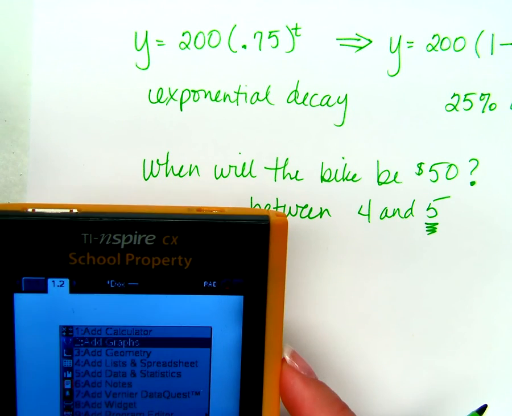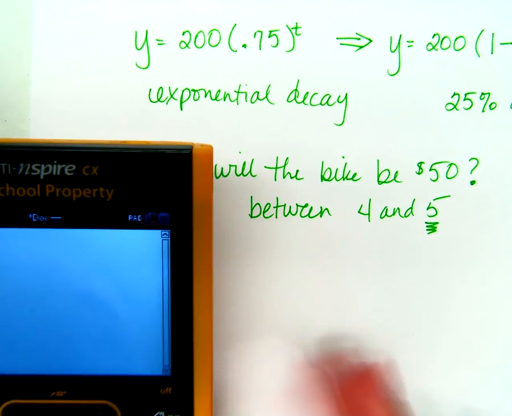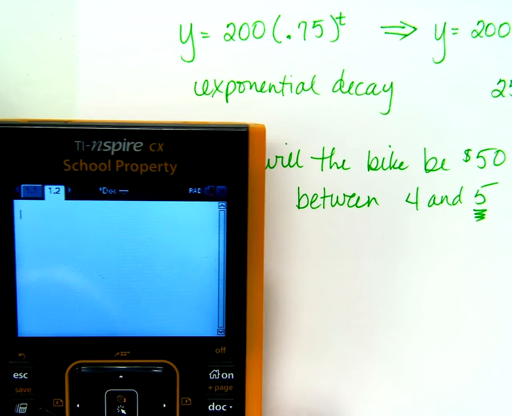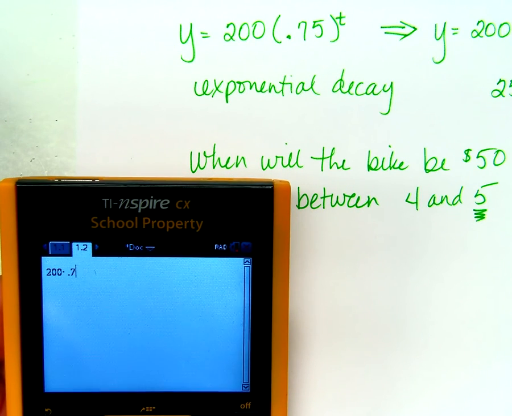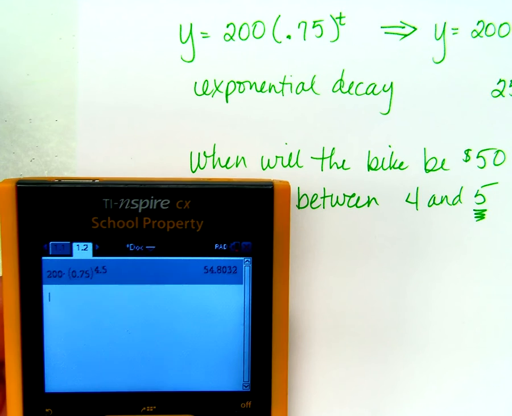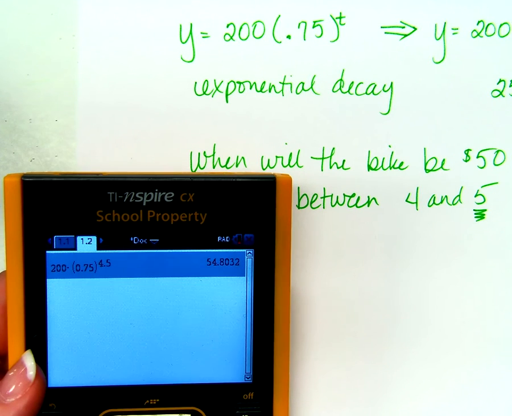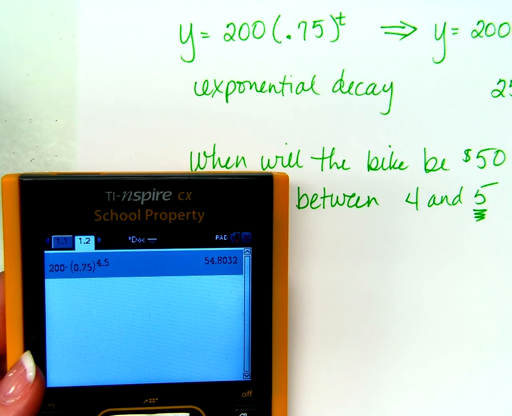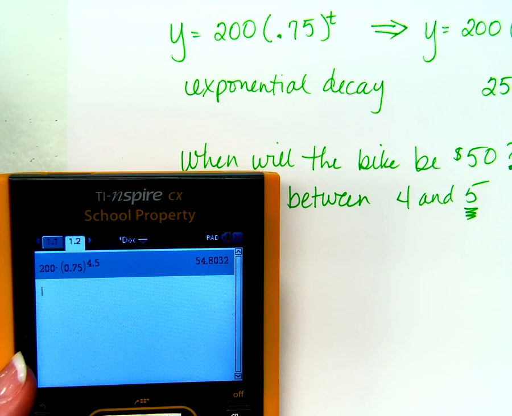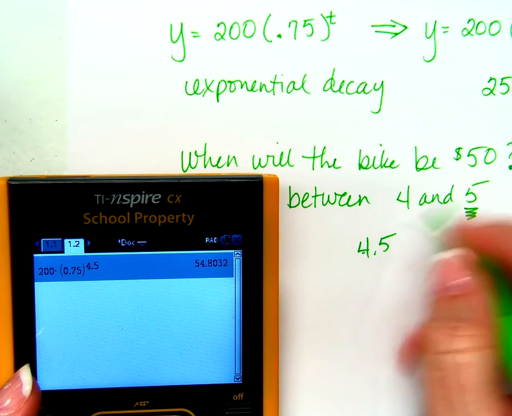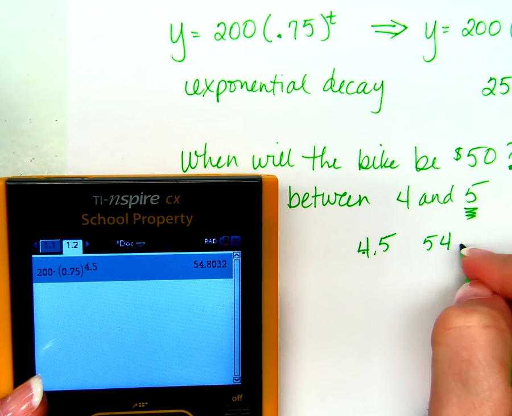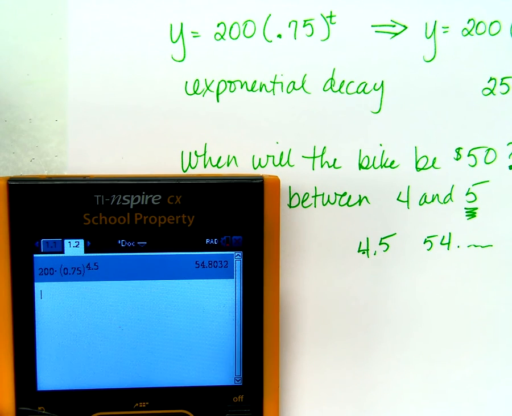4.5. Okay, I'll go with that, but we'll have to have a talk about that later. 200 times 0.75 raised to the 4.5. 54. Is that close enough to 50? No? Okay. So we tried 4.5 and that was 54 and something. So what do you want to try instead?